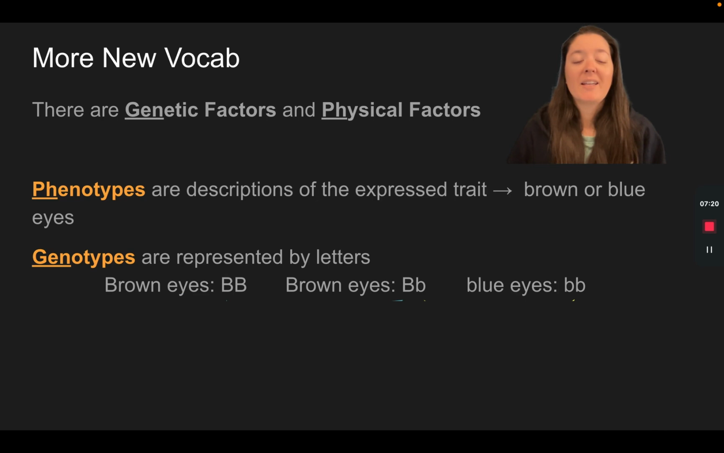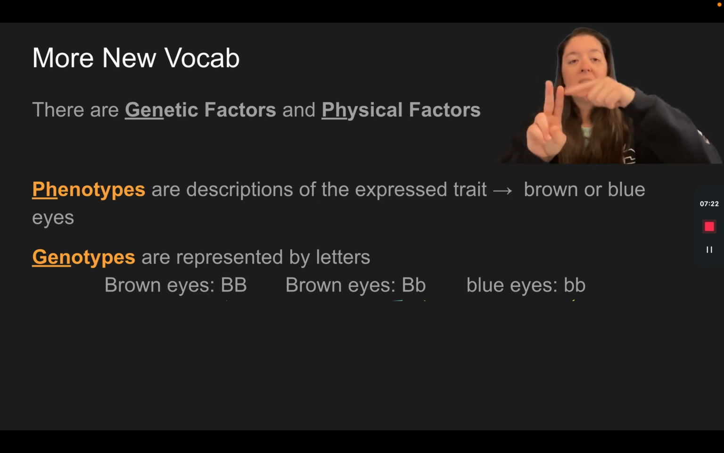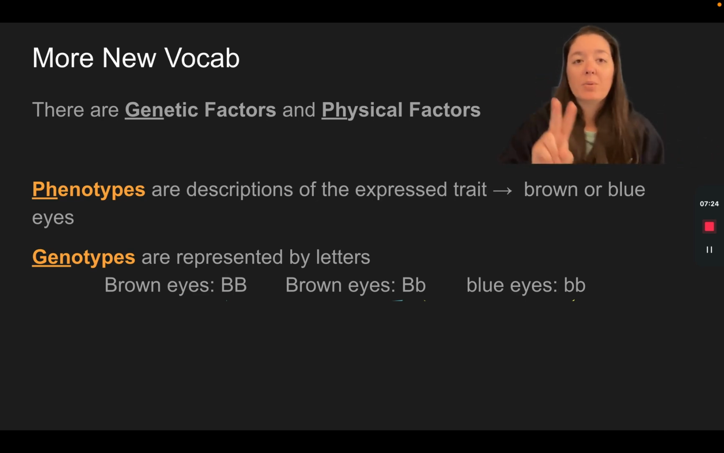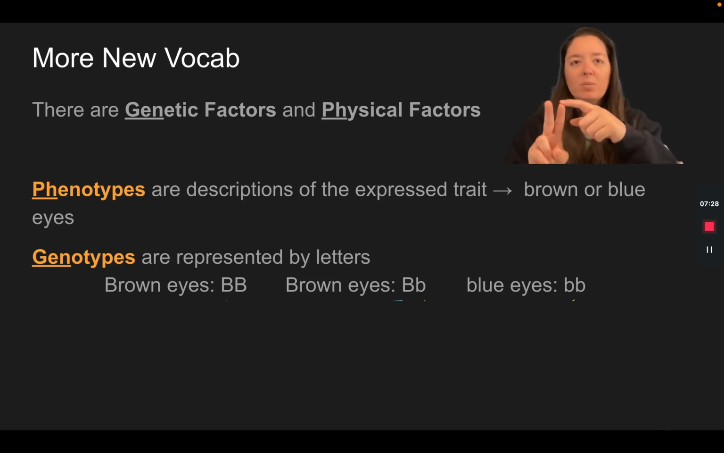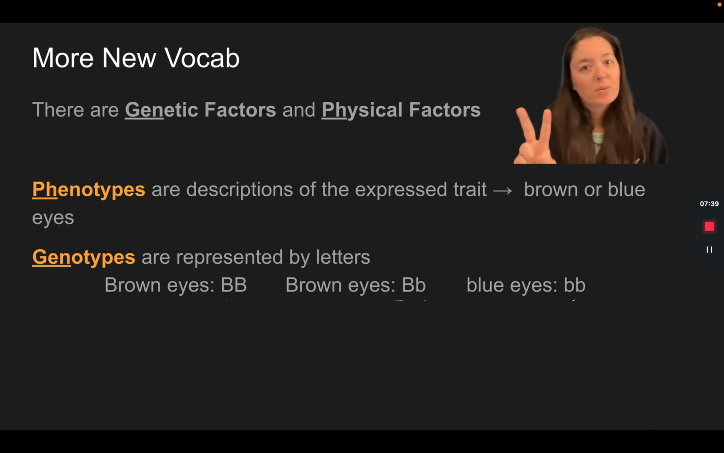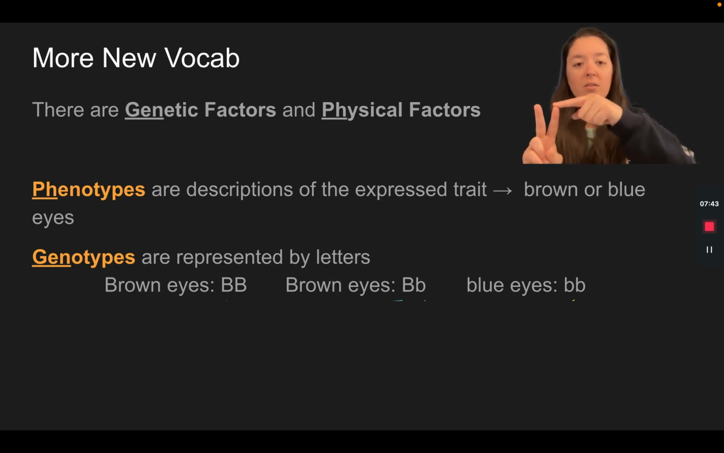For brown eyes, we have a capital B and a capital B, meaning each parent is giving a capital B. We also have this middle brown eyes, which is a capital B and a lowercase b. Again, we get one from each parent, so one parent is giving the capital B and one is giving the little b. And the blue eyes, again two letters, one from each parent: a little b and a little b.